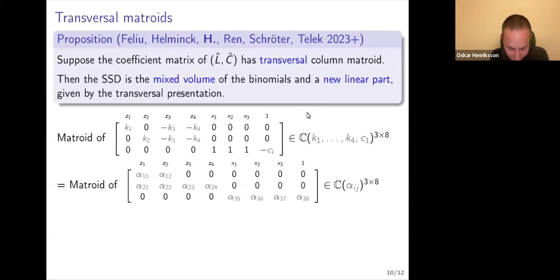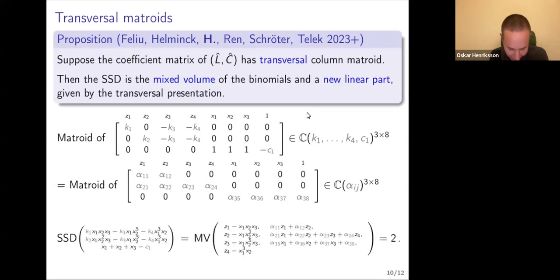And since now all coefficients in this matrix are independent parameters, we will end up with a mixed volume. So we will suddenly be in the setting of Bernstein's theorem, and it will turn out that the steady state degree of our original system will be the mixed volume of this modified system, where we have these binomials and we have these linear things that come from this transversal presentation.